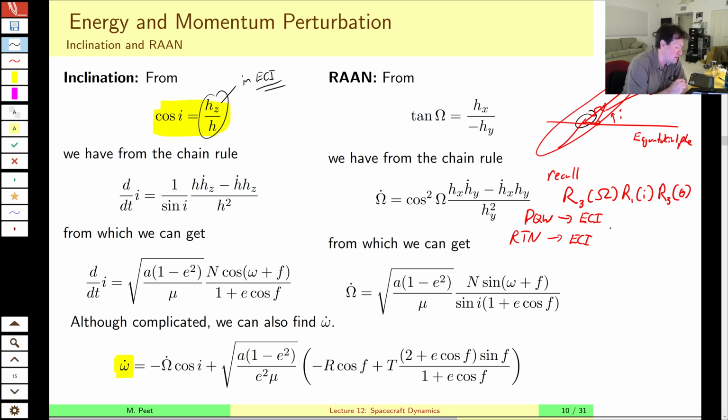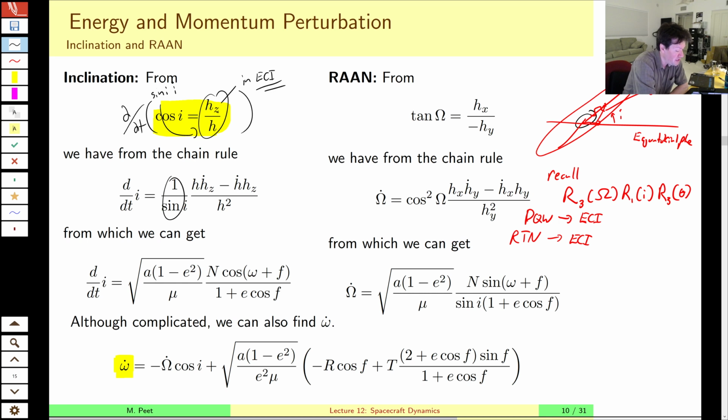Okay, so given that, we can differentiate the whole thing with time, right? When we differentiate it with time, we get a sine term here. We divide by the sine term, that's sine i dot, right? Divide by that i on the right-hand side. So that's where that sine i comes from.